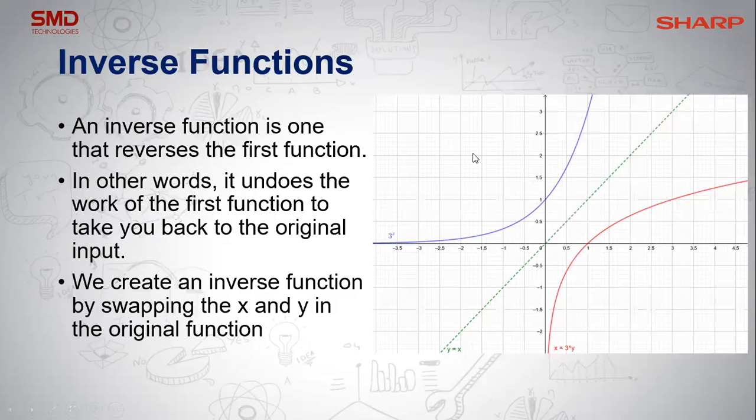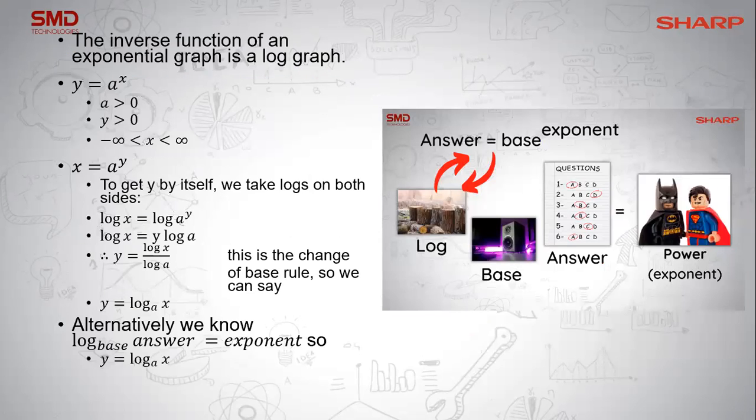Now, inverse functions are a function that reverses the first function. In other words, it undoes what the previous function did. So if you want to create an inverse function, you swap your x and y values in the original function. So if it was y is equal to 2x, it's now going to be x is equal to 2y. So when we have the inverse function of an exponential graph, we know that it is a log graph.